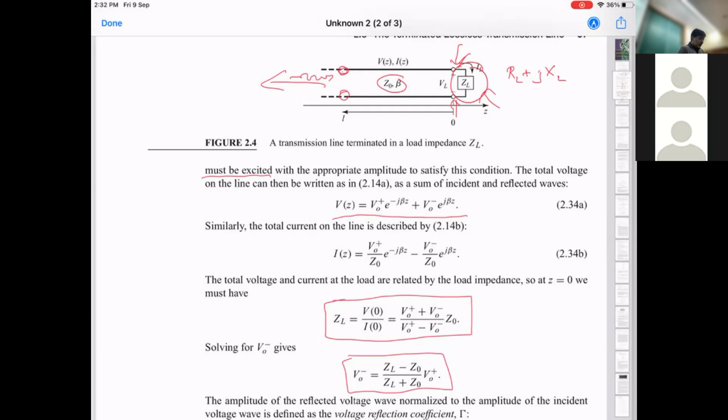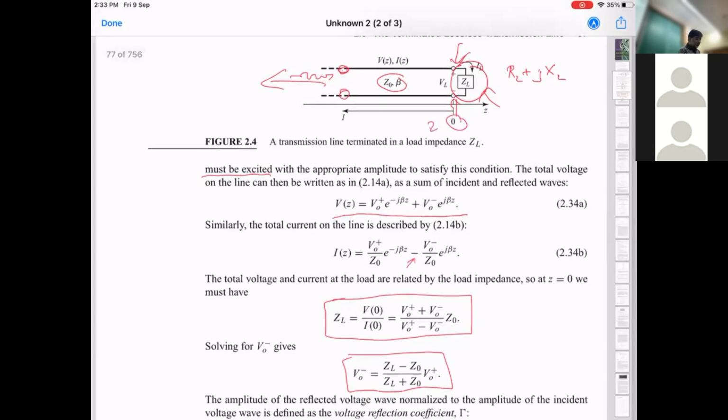Okay, so the general voltage at any point is given by this equation 2.34a, and then the corresponding equation for the current is given. You have seen this last time. So you see that the voltage waves get divided by Z naught, and you develop a negative sign here. And then you put this into the boundary condition, which is that Z of L is equal to the voltage at z equal to 0, because we have defined this at z equal to 0. So you calculate V of 0 and I of 0, and that just simplifies because the e to the j beta z factors all go to 1.